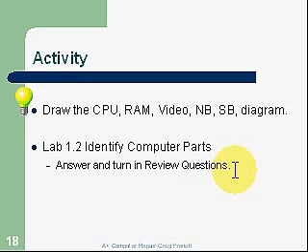I want you to also complete lab 1.2. This is to identify computer parts in the computer. And then there's some questions I want you to answer. They're review questions that you'll find at the end of the lab. I want you to turn those in to me on a separate sheet of paper for credit.